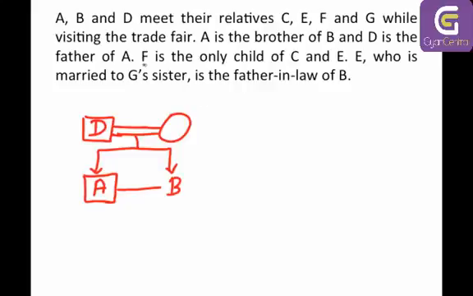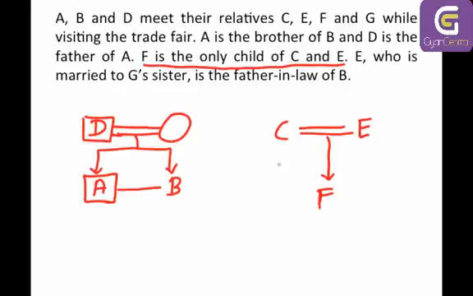Then I know F is the only child of C and E. Okay. So there is another family which has C and E, who are married to each other, and they have an only child F. I do not know whether C, E or F is male or female. I do not have any such information.